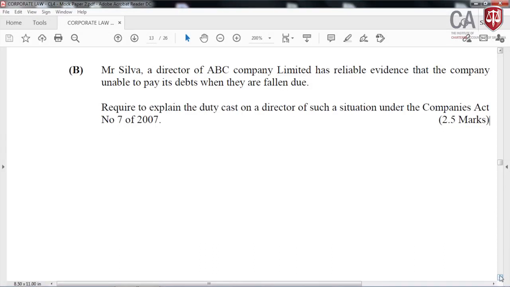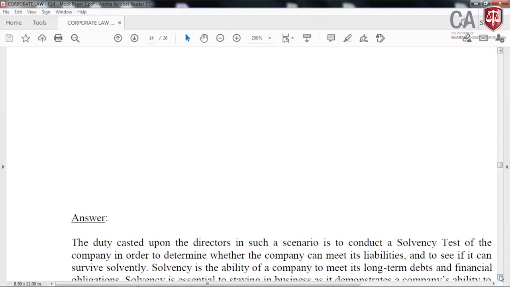Some might think that this is a question that asks you to write on the possible scenario of a winding up. No, this is not a winding up matter. When a company has reliable evidence that the company is unable to pay its debts, then the director of a company must conduct what we call the solvency test. So this is a situation where you must elaborate on the solvency test.